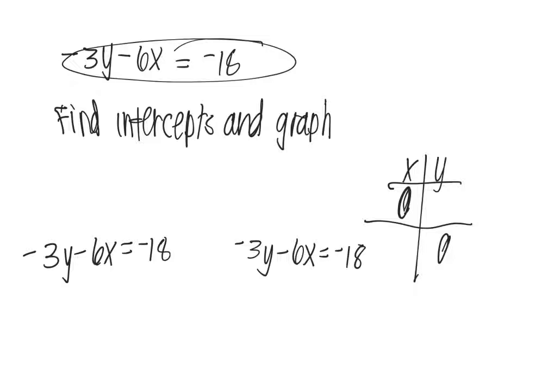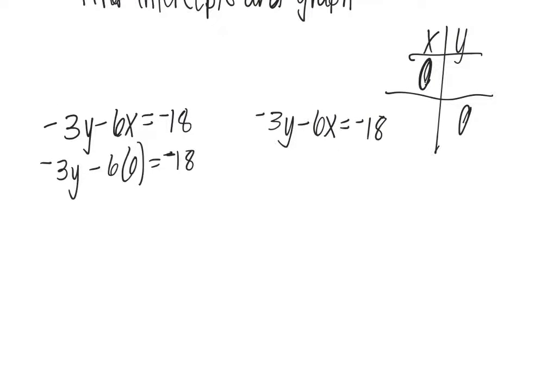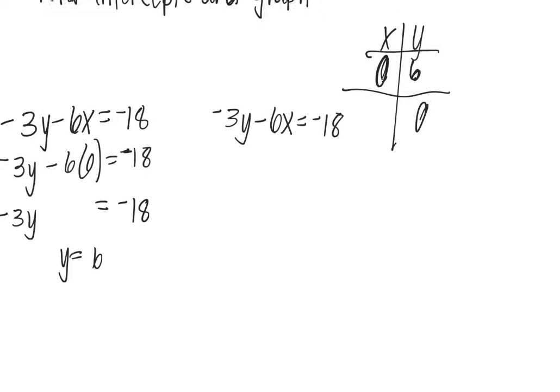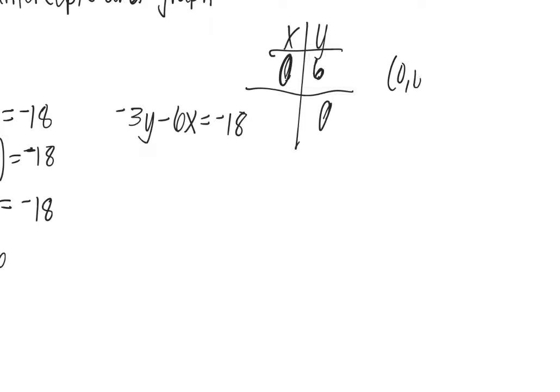And the very first thing I'm going to do is plug in 0 for x. So negative 3y minus 6 times 0 equals negative 18. 6 times 0 is 0. 3y minus 0 is 3y. So I get 3y equals negative 18. So y equals 6. That's the point (0, 6).